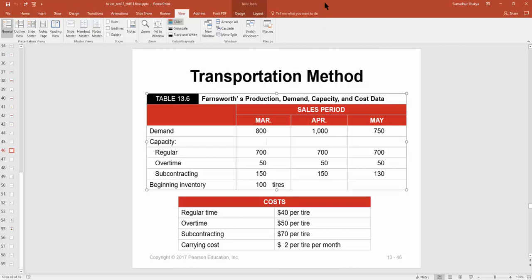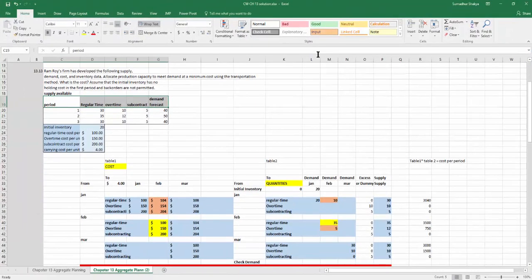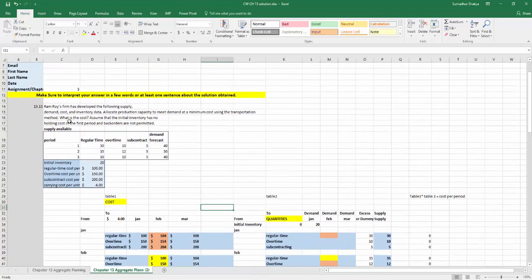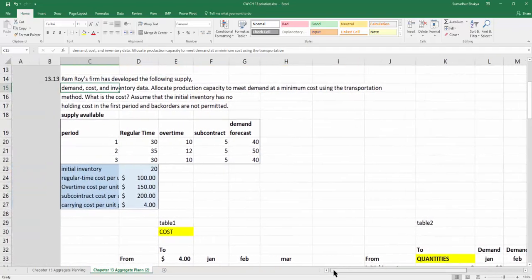So we're going to do a similar example from the end-of-chapter problems, and we have something like this. Let me reset this, and so then we have the firm. Let's see if you can see this now.